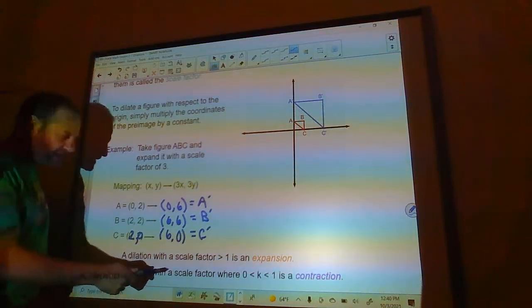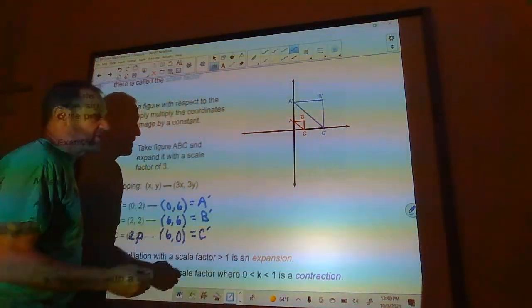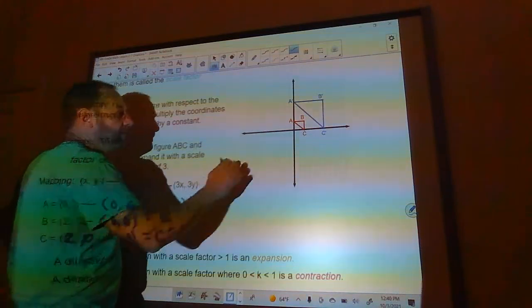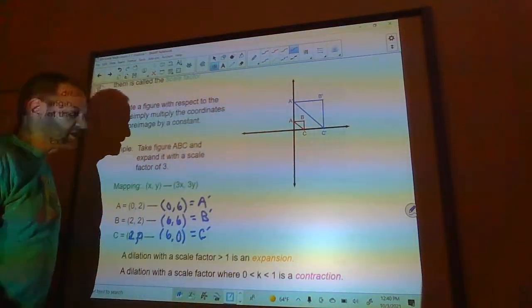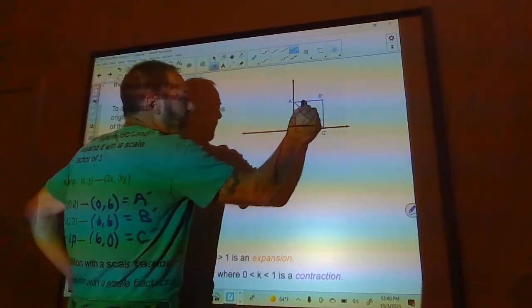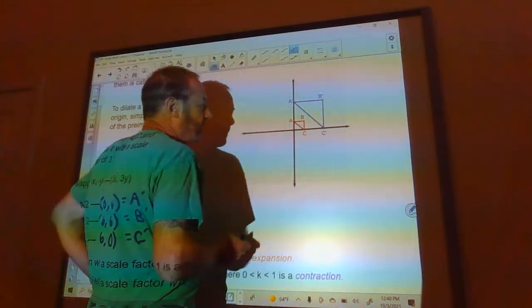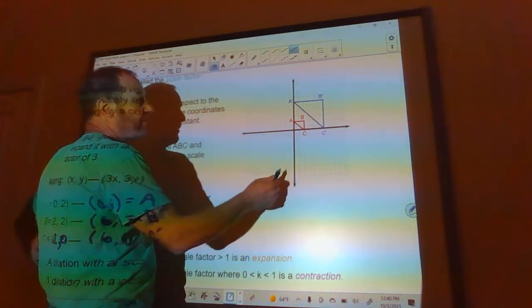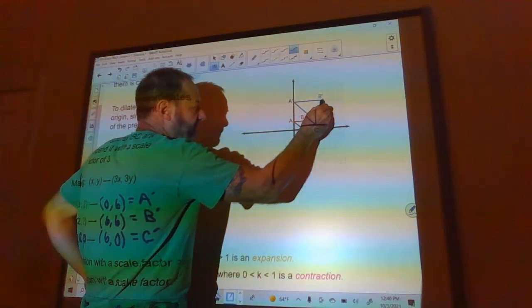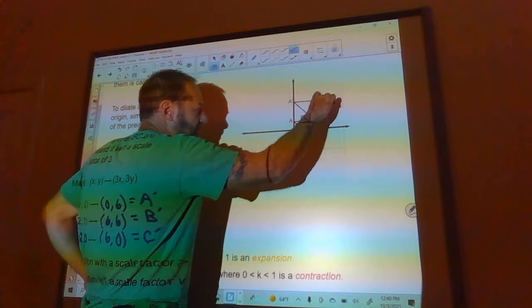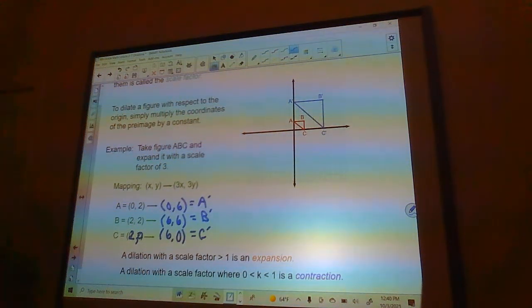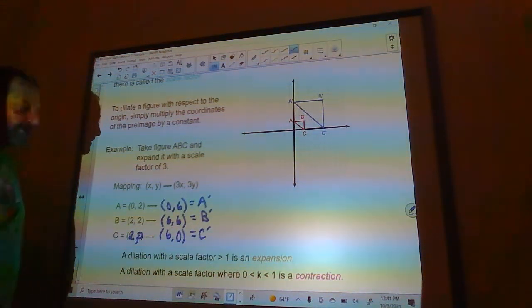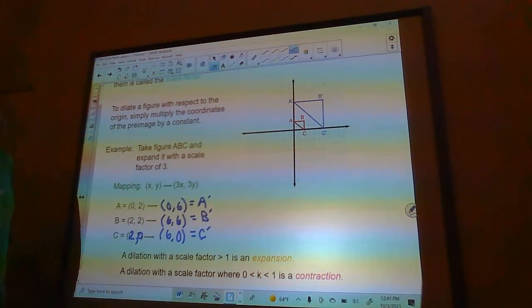So a dilation with a scale factor greater than 1 is called an expansion. So this one, it was 3, it expanded. If I have it between 0 and 1, it's a contraction. So if this was my original one, if this was my pre-image here, and I did a scale factor of 1/3, okay, so 6, 6 would then become 2, 2. So this thing would shrink towards the origin. Now that would be a contraction. You never have a dilation that has a scale factor that is negative.